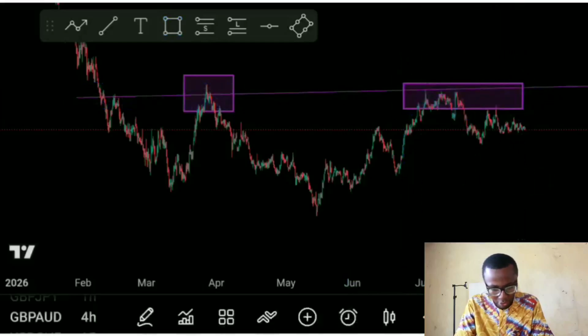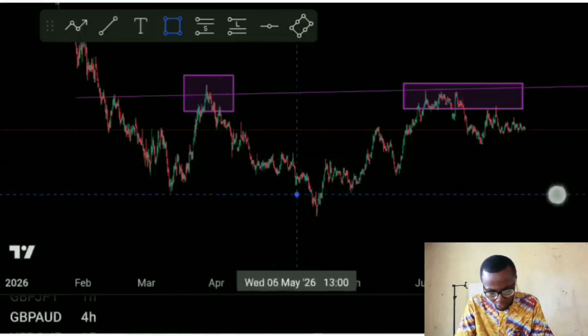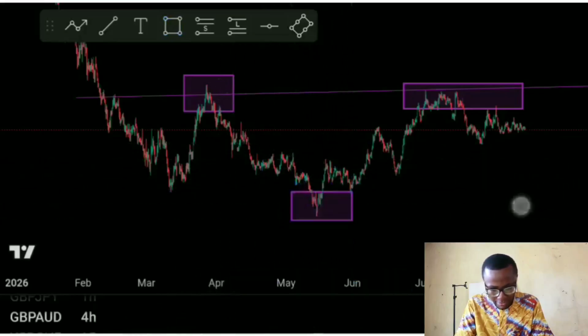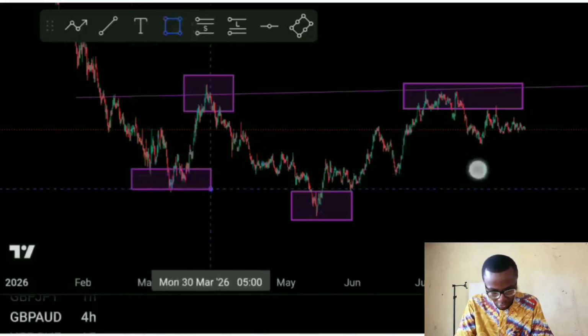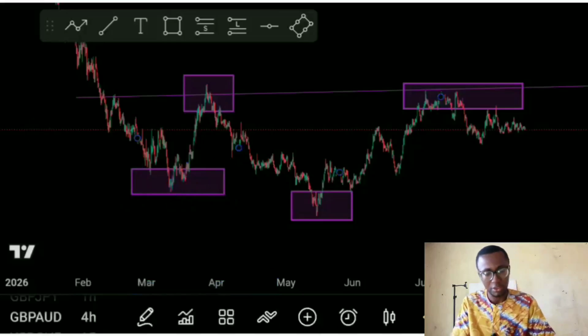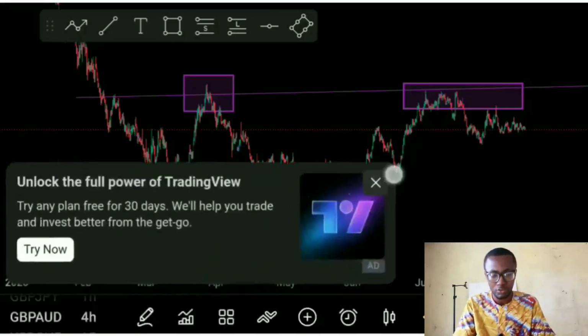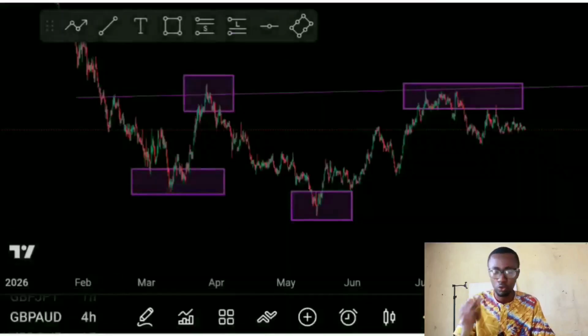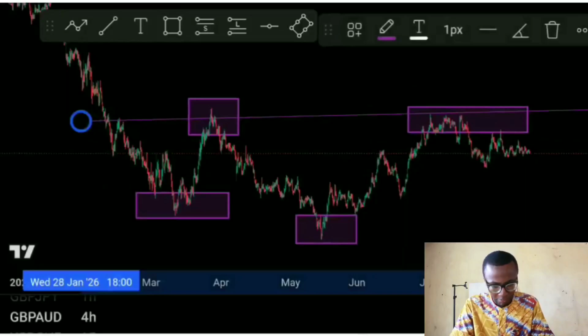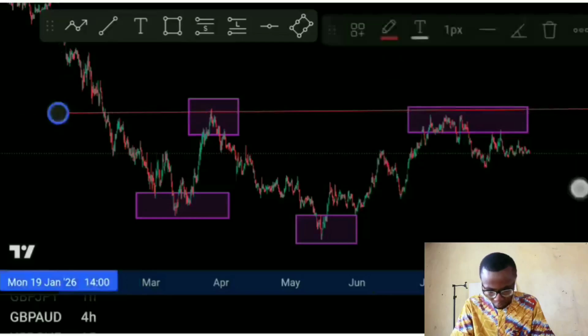Then for the lows, I'll be marking this low here, and I'll also be marking this low here. So these are the 2 points. You just need only 2 touches to know your trend line, right? The 2 highest touches and the 2 lowest touches to know your trend. So I'll make my trend line a red color.